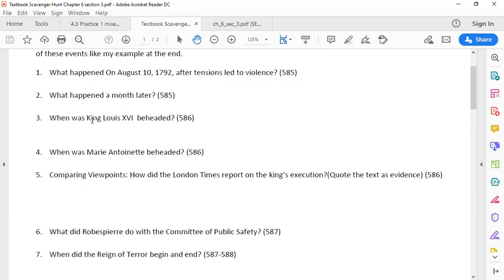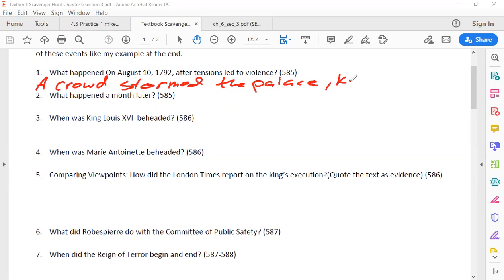And the textbook says that tensions led to violence. On August 10th, 1792, a crowd of Parisians, that is people from Paris, stormed the royal palace of the Tuileries and slaughtered the king's guards. So, yeah, a crowd broke into the palace, I almost said castle, and slaughtered the king's guards. They stormed the palace and killed the guards.